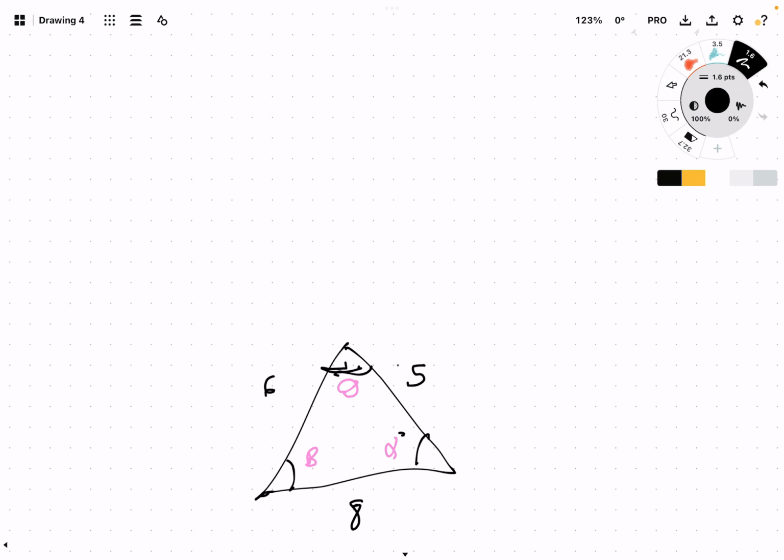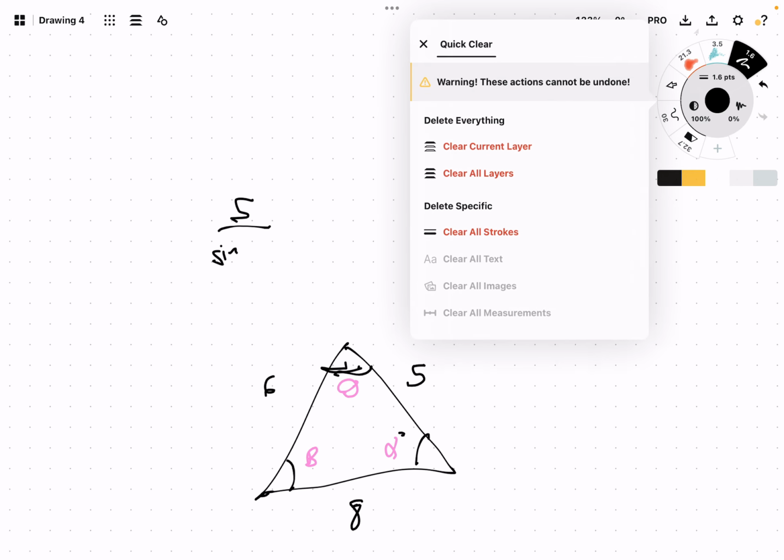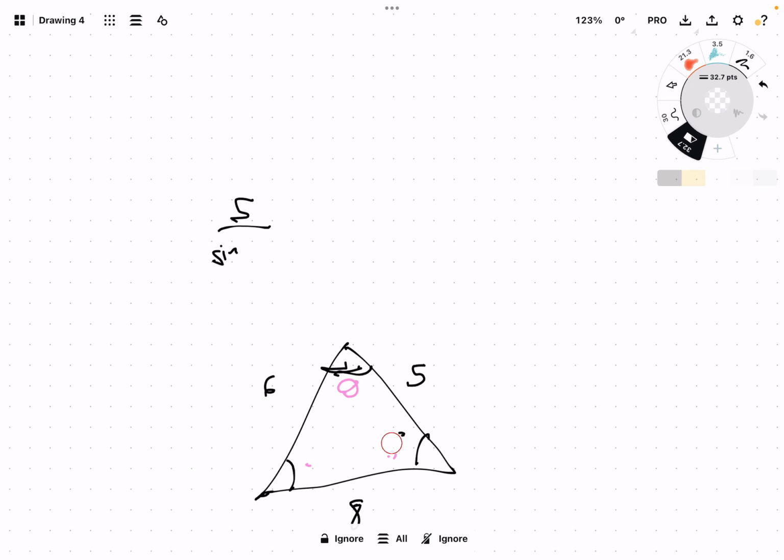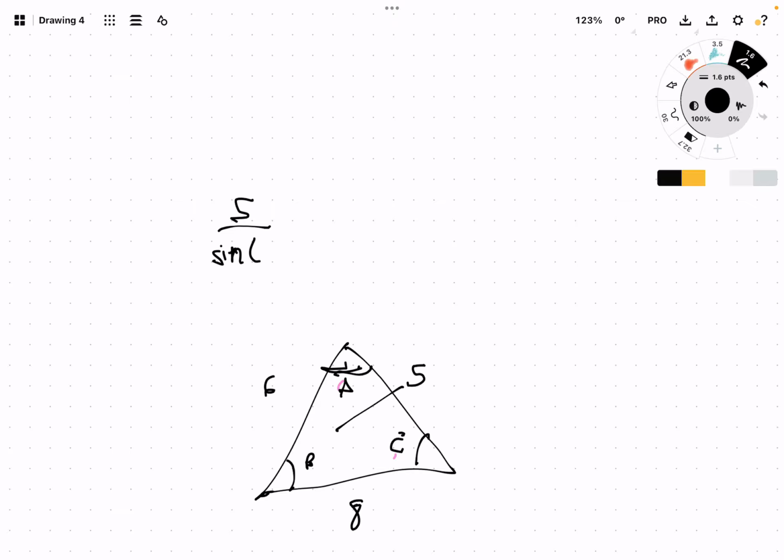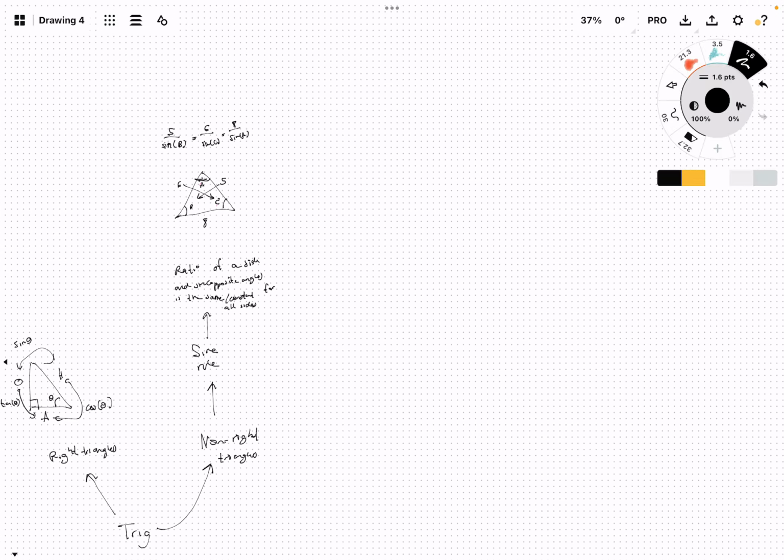So what this theorem says is this: 5 over sine of the opposite angle. What's opposite 5? It's B. Sine of B equals 6 over sine of the opposite angle, which is C, equals 8 over sine A. And that is the sine rule.